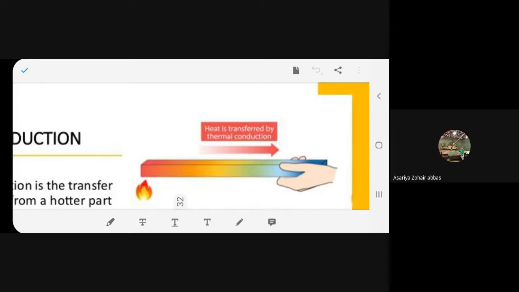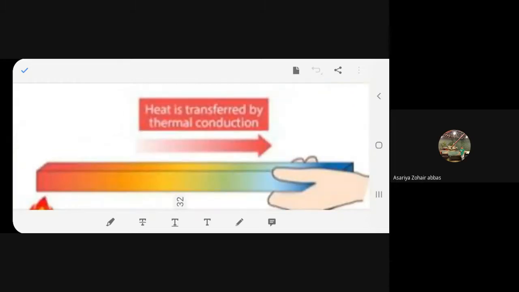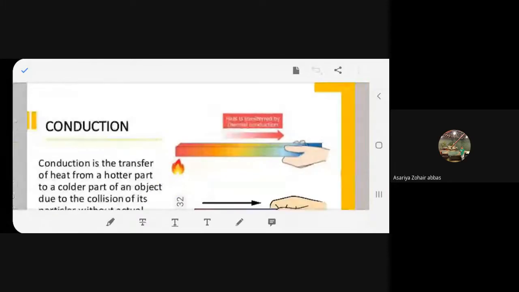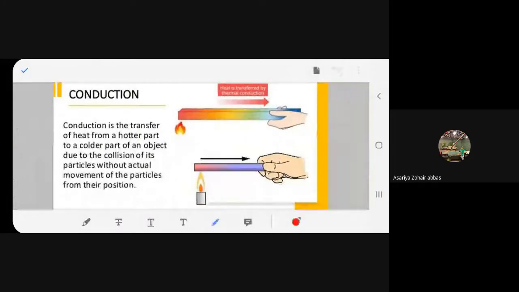Okay. What is written over here? Heat is transferred by thermal conduction. Now there is a rod, right, beta? It is a rod, and you are warming it up, say, with the help of a candle or a flame. What is happening? This end is becoming warm, and then the heat is moving towards the colder part. So this is the hotter part, and this is the colder part. Is it clear? So what is the movement? From the hot to cold.